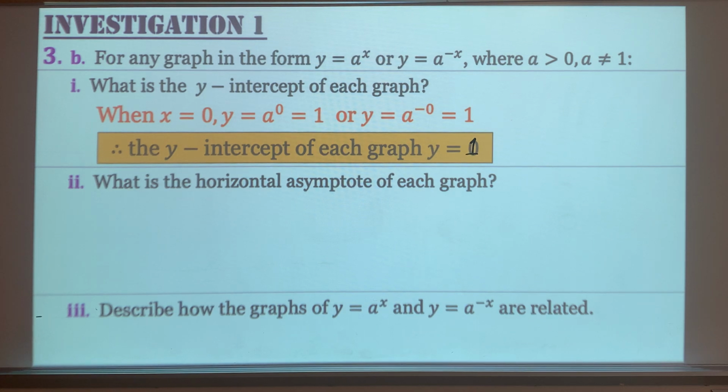Now the horizontal asymptotes of each graph. Well, that's interesting. What do you got for that?